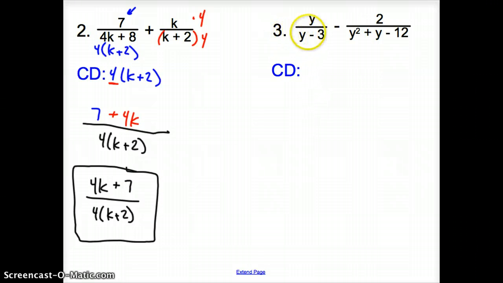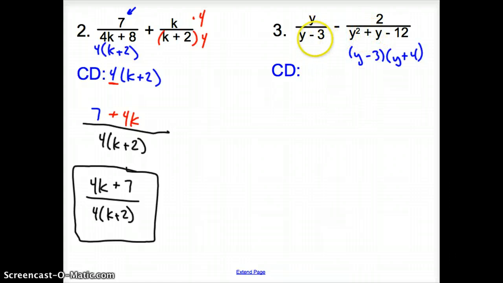Same with 3. So we look at 3, y minus 3. Can we factor that in any way? No, we cannot. How about this guy? Well, we have to multiply up to negative 12, add up to 1. So that's going to be a y minus 3 and a y plus 4, because they multiply to a negative 12, add up to a positive 1.